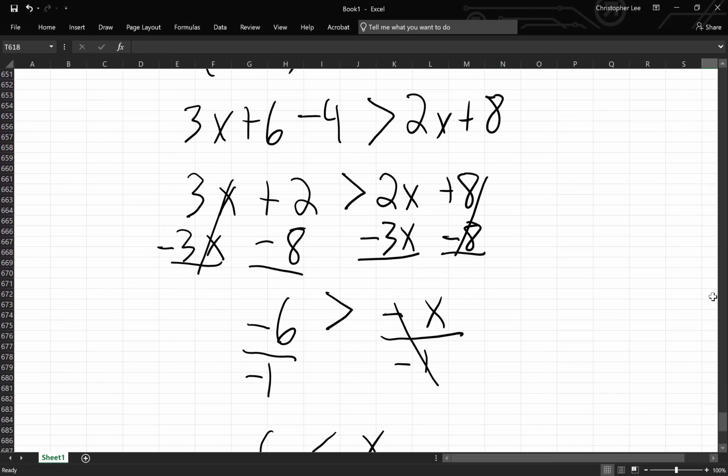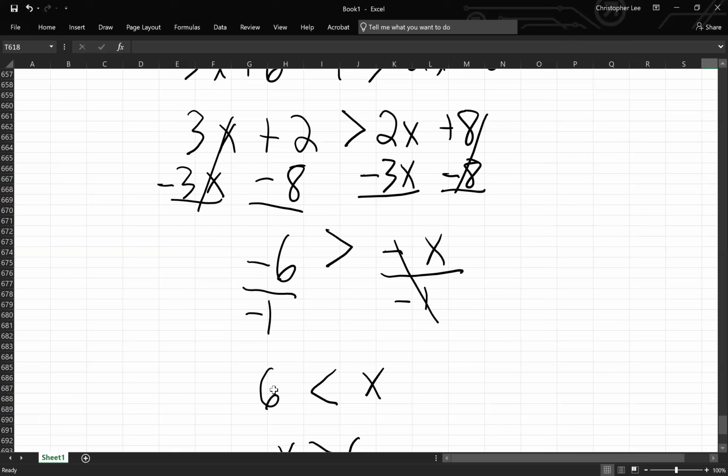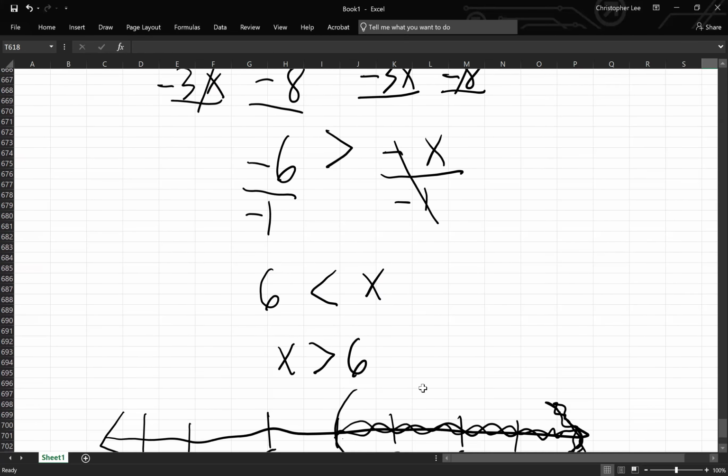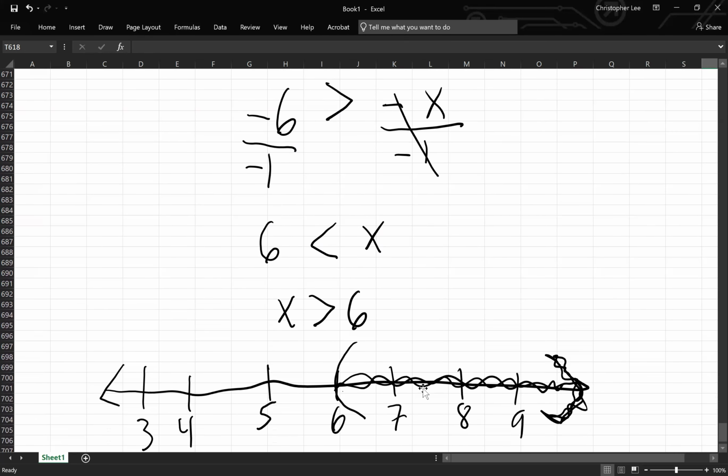No, no. Whenever I divide by a negative or multiply by a negative. So right here, down here. Instead of saying 6 is greater than X, I said 6 is less than X. And then I read it backwards and flipped it around. And then the graph, all that good stuff. All right.